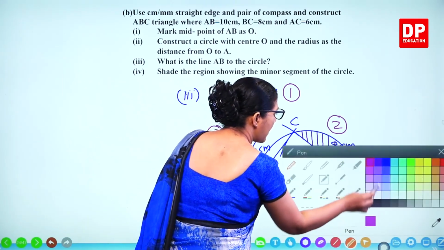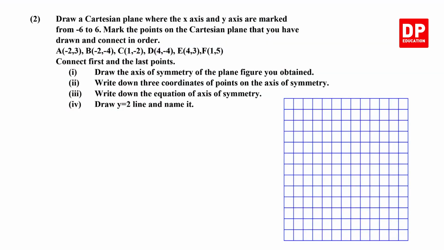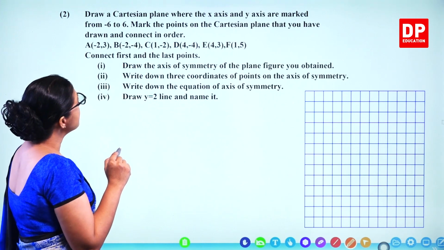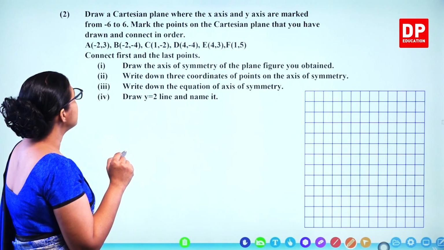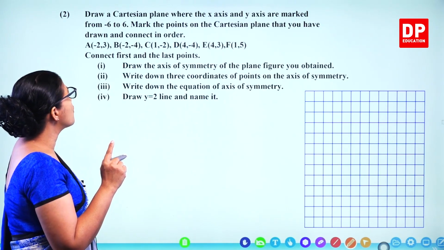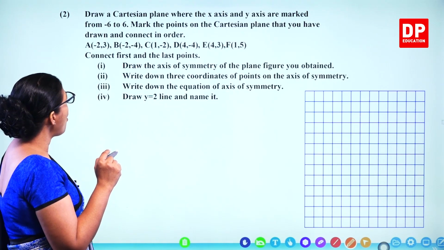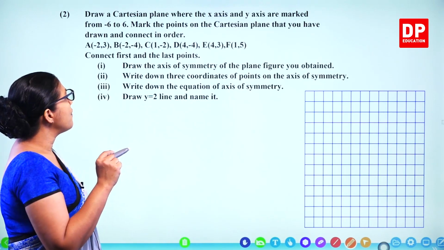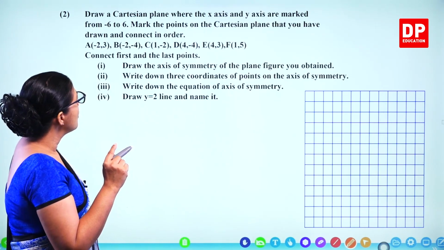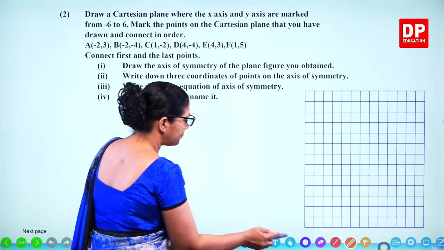So let's take question number 2 now. Draw a Cartesian plane where the x-axis and y-axis are marked from -6 to 6. Mark the points on the Cartesian plane that you have drawn and connect in order. So connect the first and the last points as well. So we'll do that now, -6 to 6.